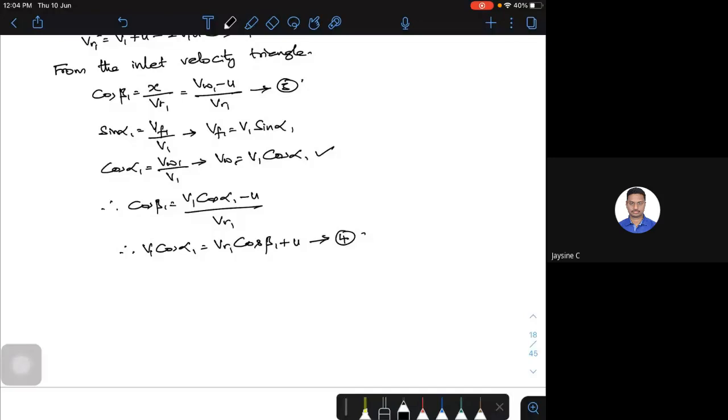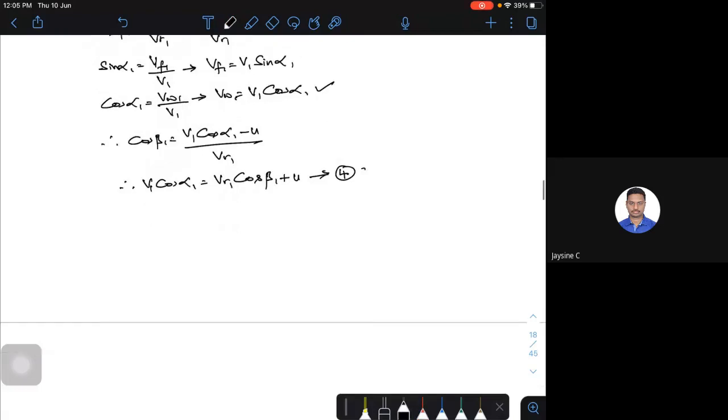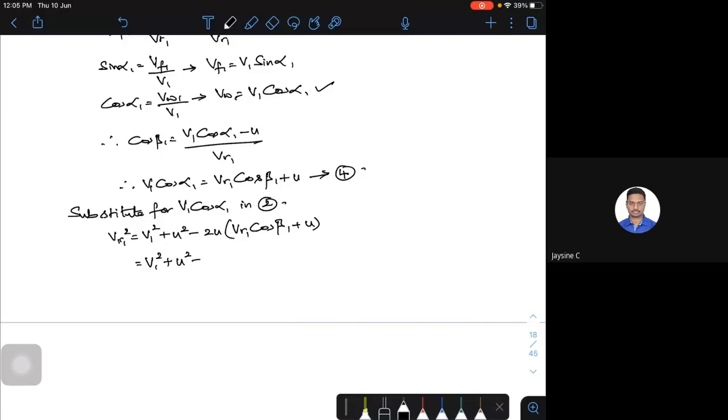Now if I substitute this in equation 2, substituting for V1 cos alpha 1 in equation 2, what I am going to get is VR1 square is equal to V1 square plus U square minus 2 into U into VR1 into cos beta 1 plus U, or I can write V1 square plus U square minus 2 into U into VR1 into cos beta 1.